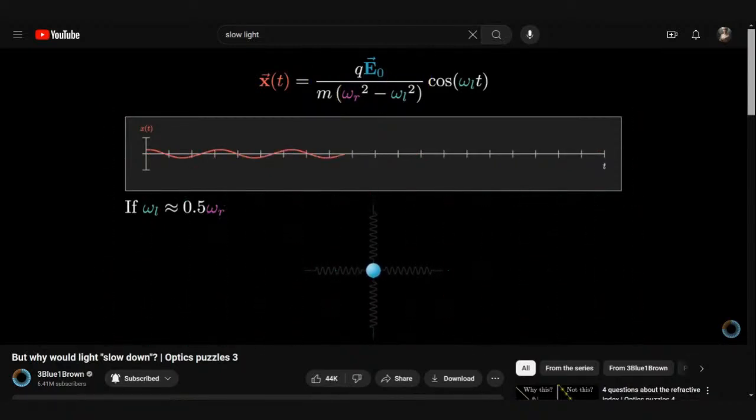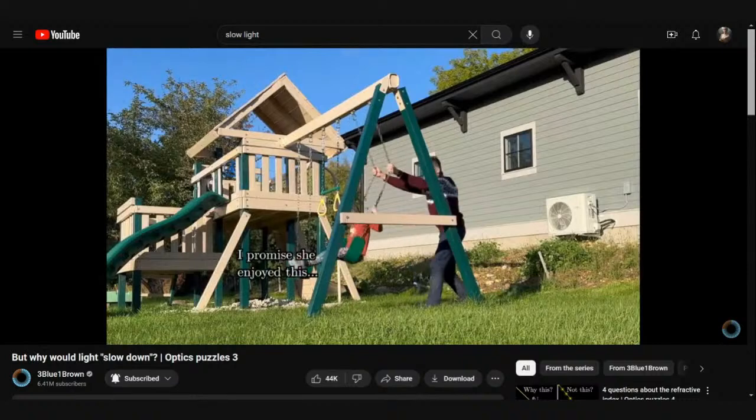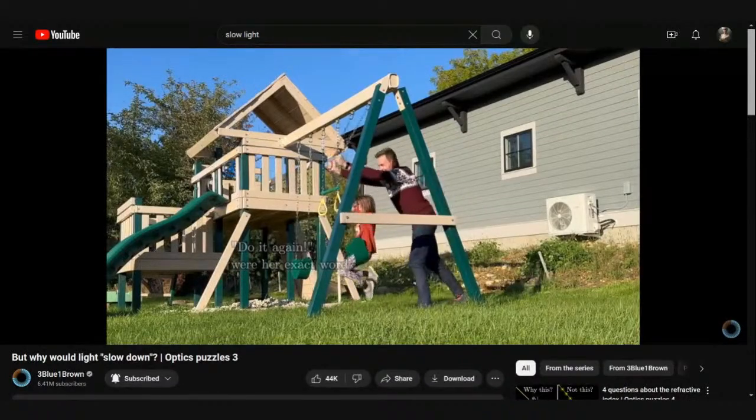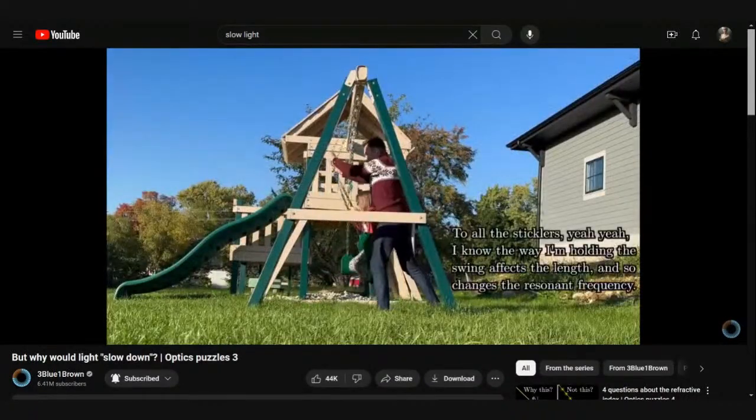And again, this is something you can see in the footage with my niece. As I'm applying a force with a frequency that's very different from what the swing wants to do, she ends up oscillating at the same frequency as my force, but she's going at a relatively low amplitude.